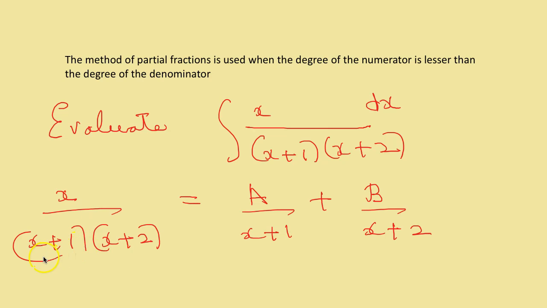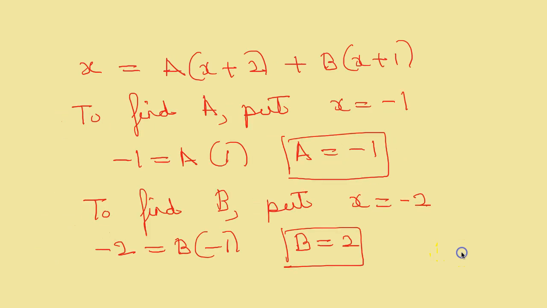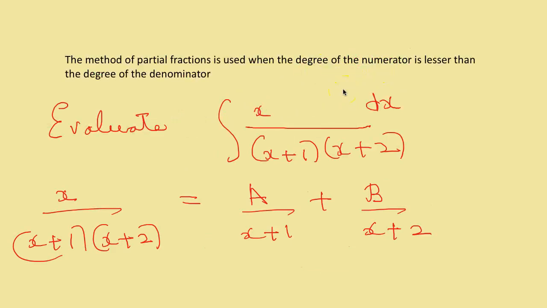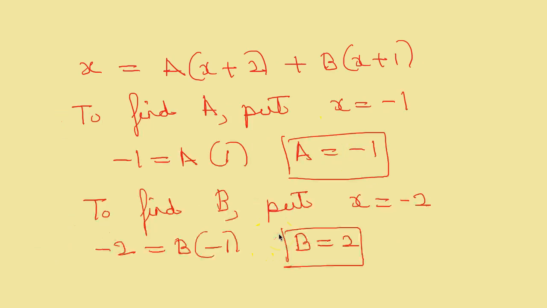So we write x by x plus 1 into x plus 2 as a by x plus 1 plus b by x plus 2. Take the LCM. So x equal to a into x plus 2 plus b into x plus 1. To find a, you take the denominator of a, which is x plus 1, equate it to 0. So to find a, put x equal to minus 1. So I get minus 1 equal to a into 1. So a is minus 1.